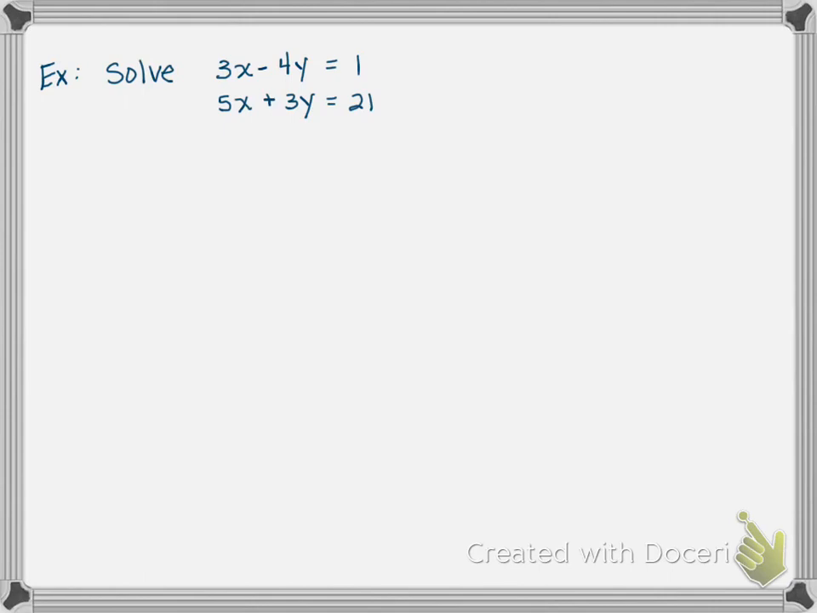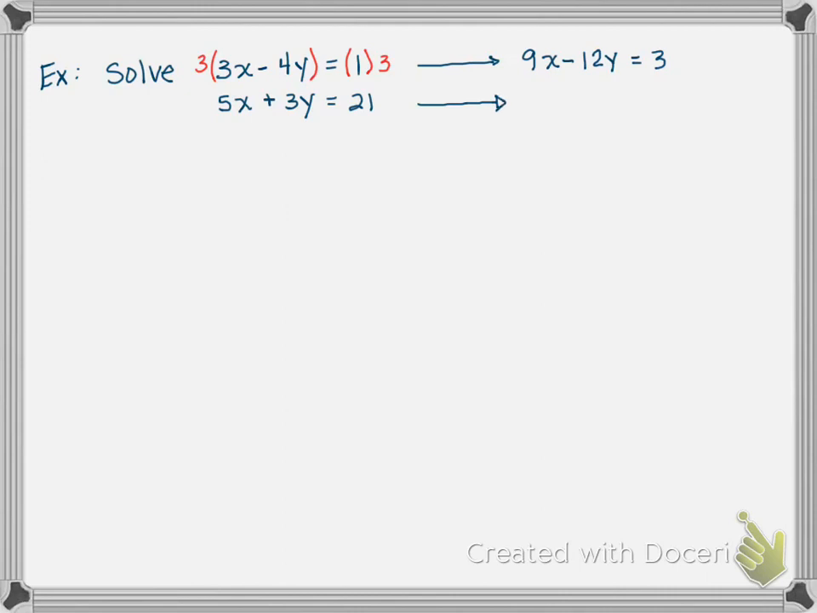So I'm going to eliminate my y's. When I look at that 4 and the 3, I want to make the coefficients of y 12. And so I'm going to multiply by 3 on both sides of the first equation, which will give me 9x minus 12y equals 3.